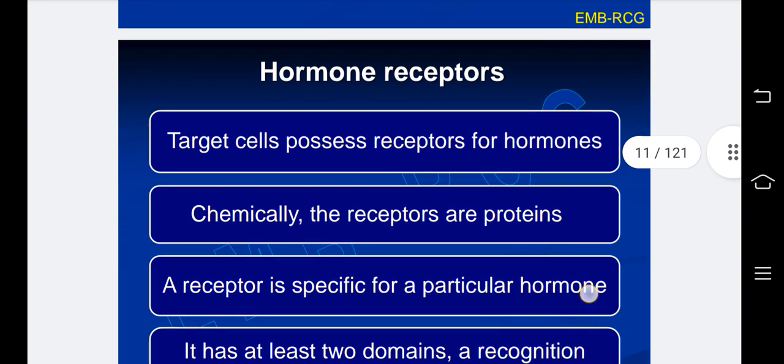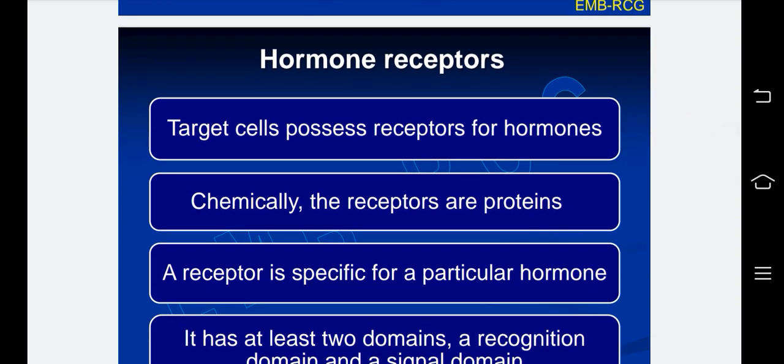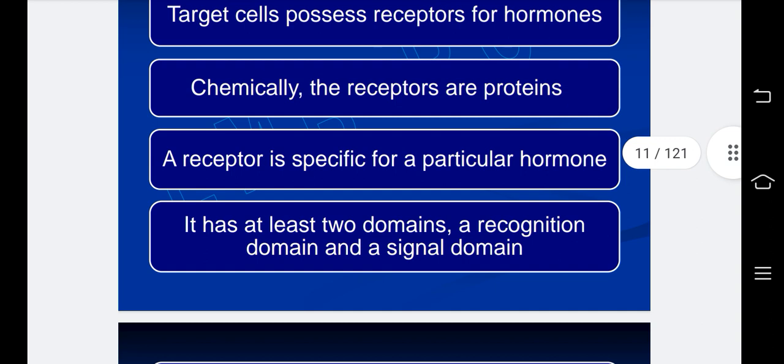Hormone receptors. Target cells possess receptors for hormones. Chemically, the receptors are proteins. A receptor is specific for a particular hormone. It has at least two domains, a recognition domain and a signal domain.